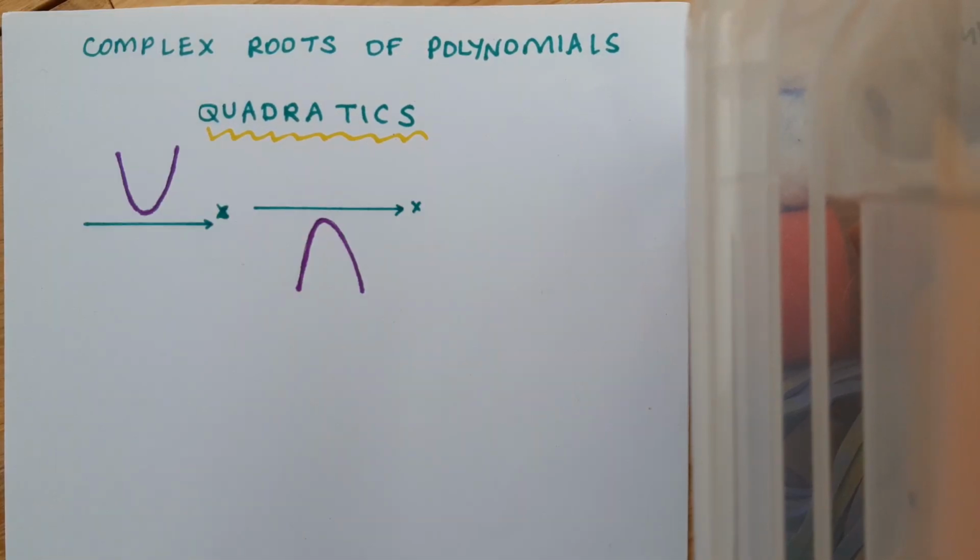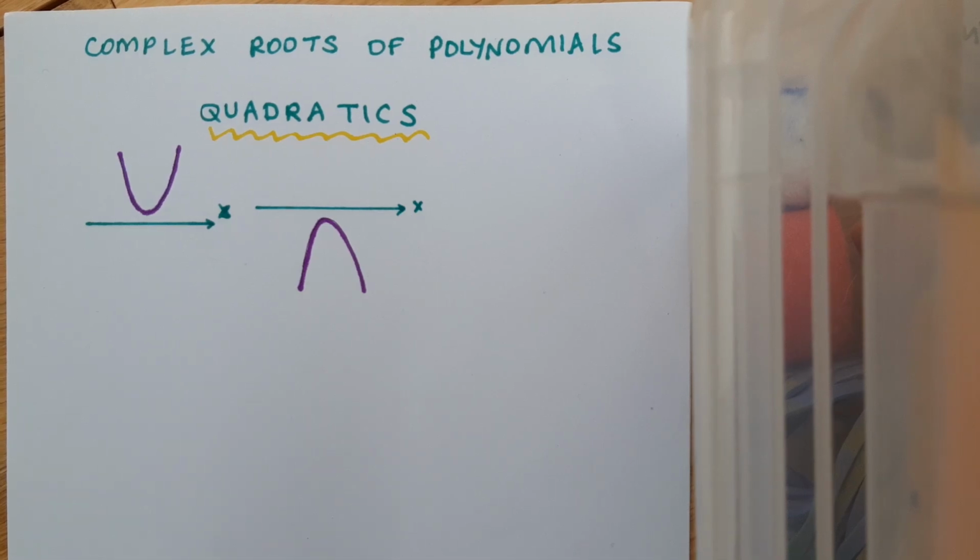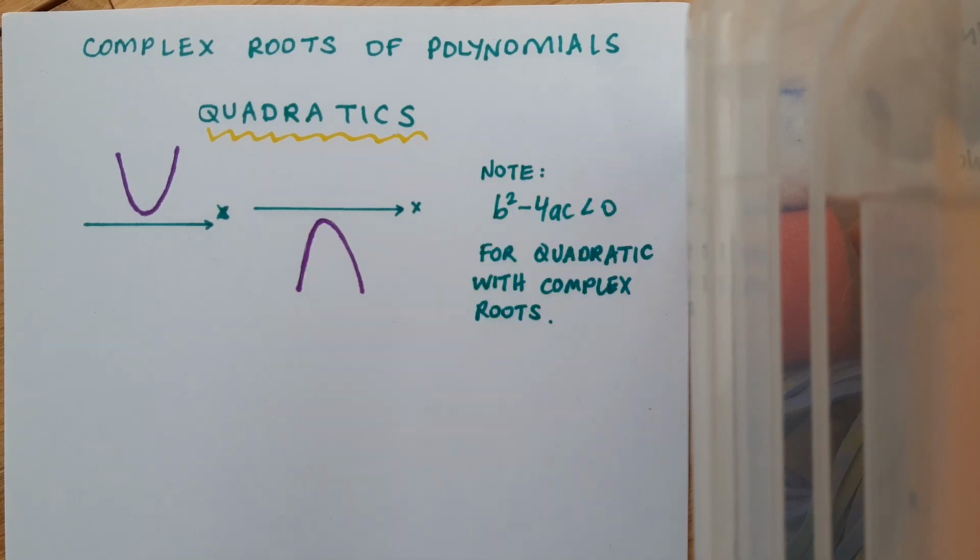So here are two examples of quadratics where there are complex roots. And we've spoken before about how b squared minus 4ac is less than 0 in these cases.